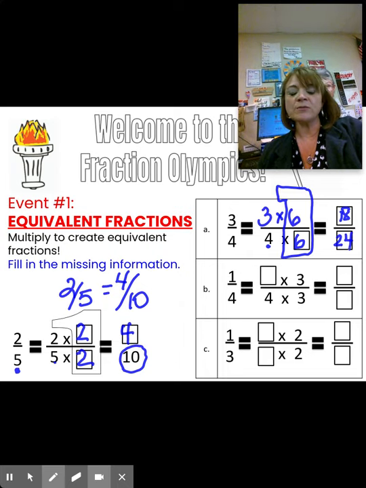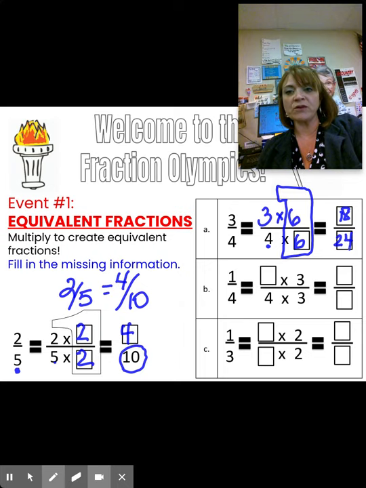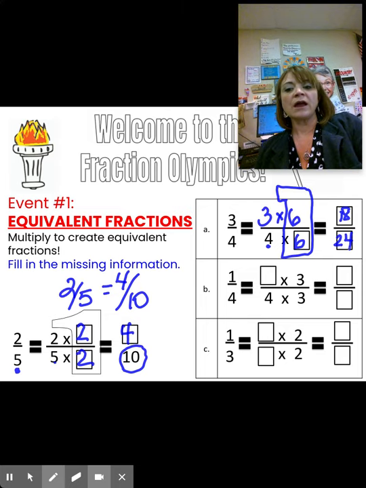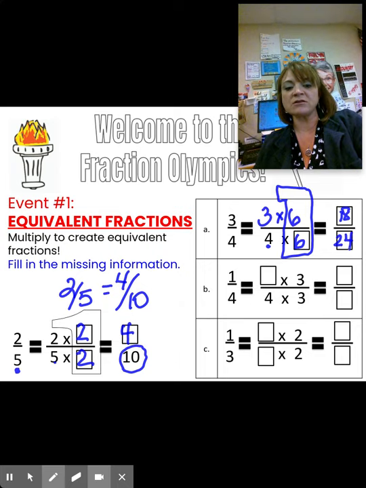You go ahead and do letter B and letter C on this table. On letter B, you need to figure out what goes in the box where you're multiplying and then what the equivalent fraction is. On letter C, you're going to multiply 1/3 and get an equivalent fraction as well. Check it out and fill in all the missing information for letters B and C.